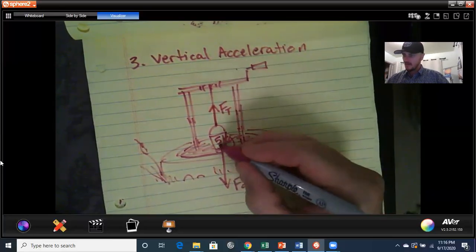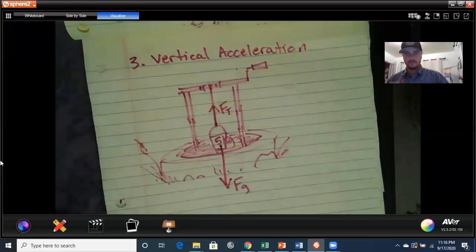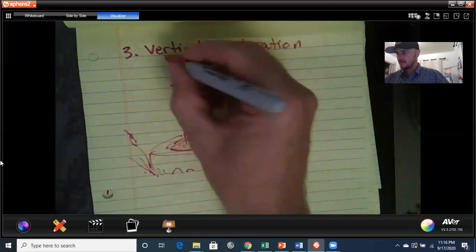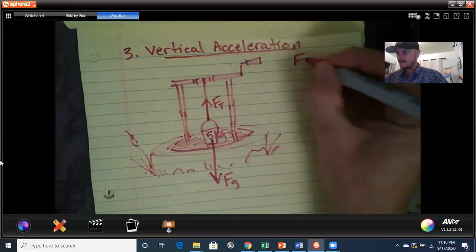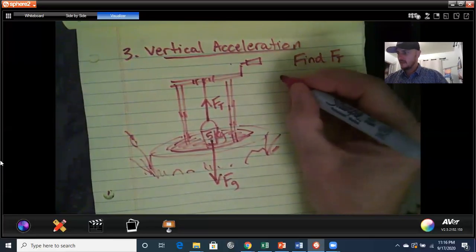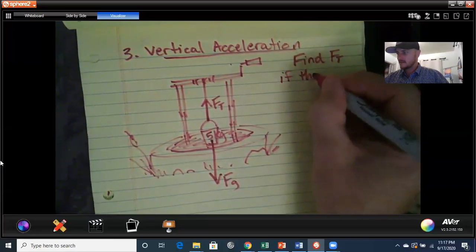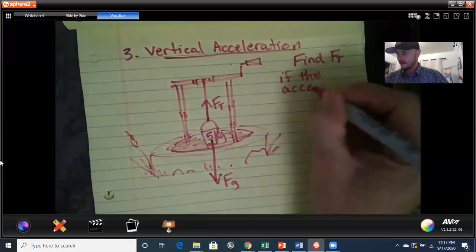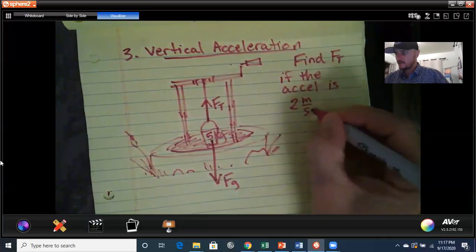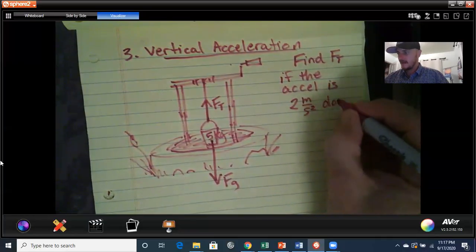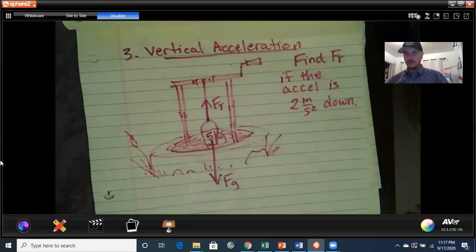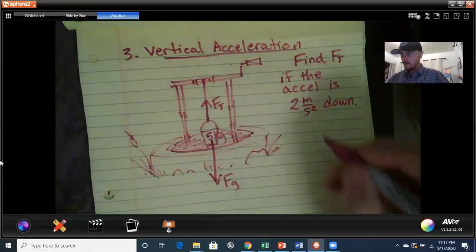Now notice I made FG longer than FT on purpose. And our job in this problem is to find FT. So I'm going to say here, find FT. Now I will tell you this, if the acceleration is, let's make it 2 meters per second squared. We've been using that value, 2 meters per second squared down. So this whole bucket is descending into the well. It is speeding up downward by 2 meters.